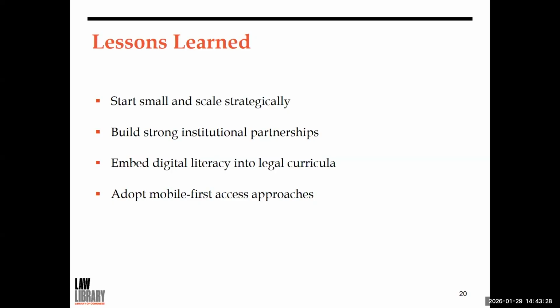Also adopt mobile-first access approaches, since mobile phones are used often, and they are portable, which makes learning easy regardless of where you are. A mobile phone is an easy gadget to carry and to make use of.